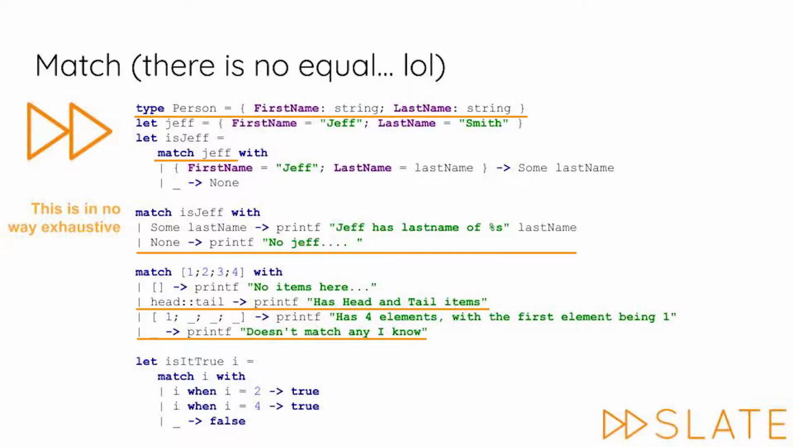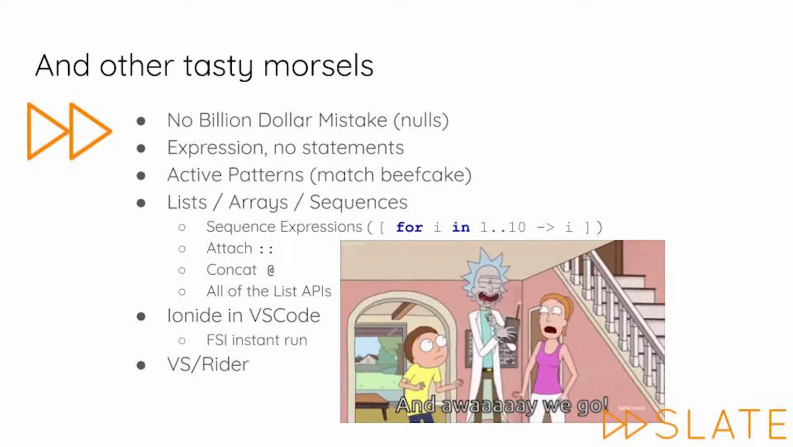And then the bottom one's interesting, where you can do conditions on each match statement, which is quite cool. So you can say match i, and then i when i is 2 and 4. Obviously, it's not the best way to do that kind of thing, but just an example of what you can do with match. Other little bits of tasty morsels about F#: no $1 billion mistake, so they haven't got nulls in it. You've got option types, so you've got something of a type, or you've got nothing.